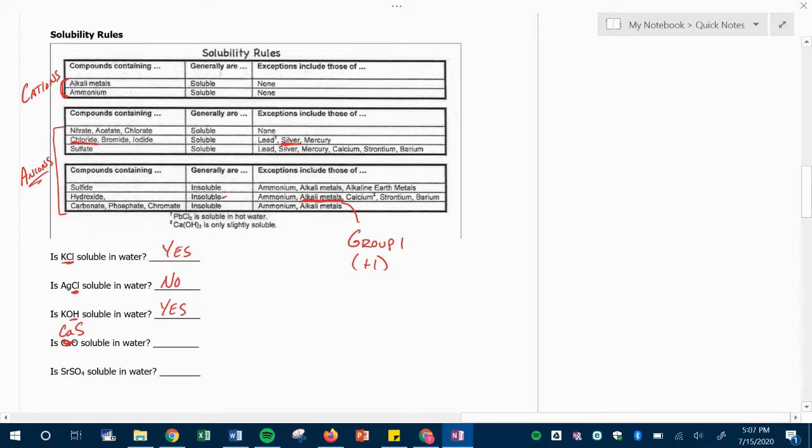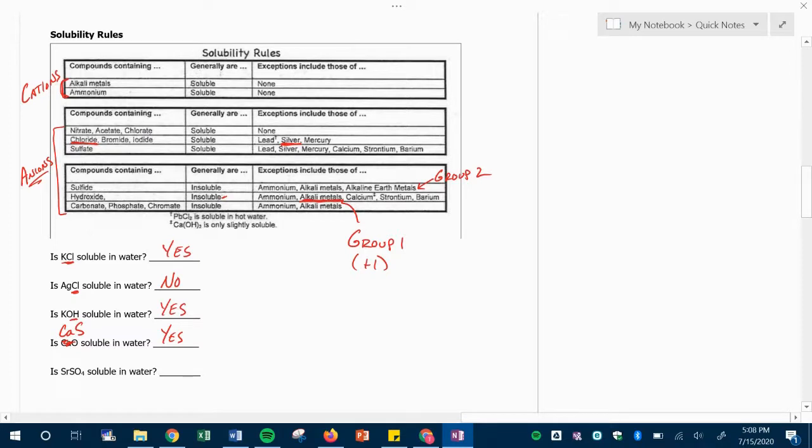So if we have CaS, as we're looking at this, we look at the anion, sulfide, and let's find our sulfide rule. Compounds containing sulfide generally are insoluble. Exceptions include ammonium, alkali metals, and the alkaline earth metals. Let's double check: is calcium an alkaline earth metal? Yes, it is, because the alkaline earth metals are group 2. So yes, this would be soluble, because remember it's saying sulfides are insoluble except that set.